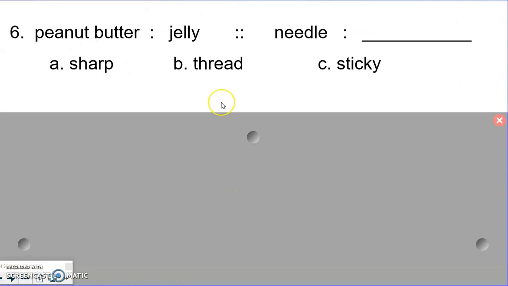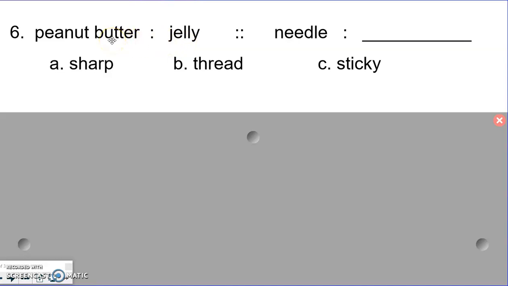All right, let's practice a little more. So typically, this is how you're going to see verbal analogies. You're going to see them just as words. So let's look at how this is read. It's peanut butter is to jelly. So your job is to decide how peanut butter and jelly relate. And I can even verbalize this. I can turn it into a sentence. So I might say, peanut butter and jelly go together to make a delicious sandwich.